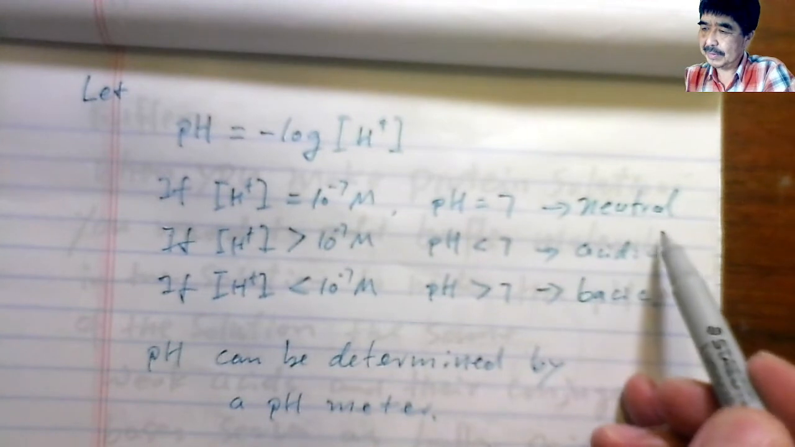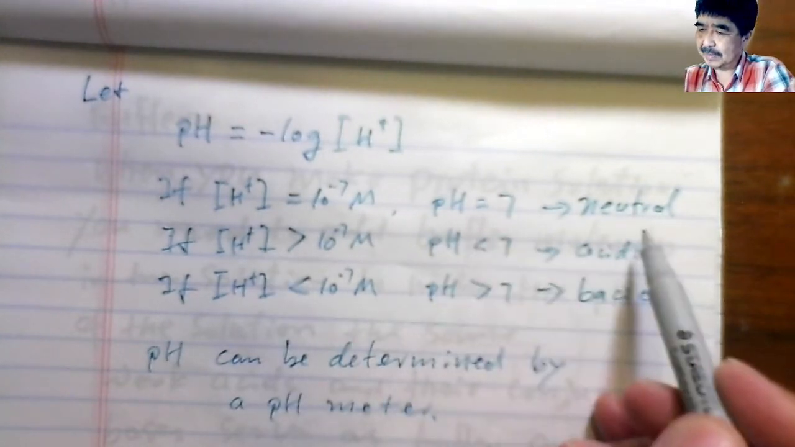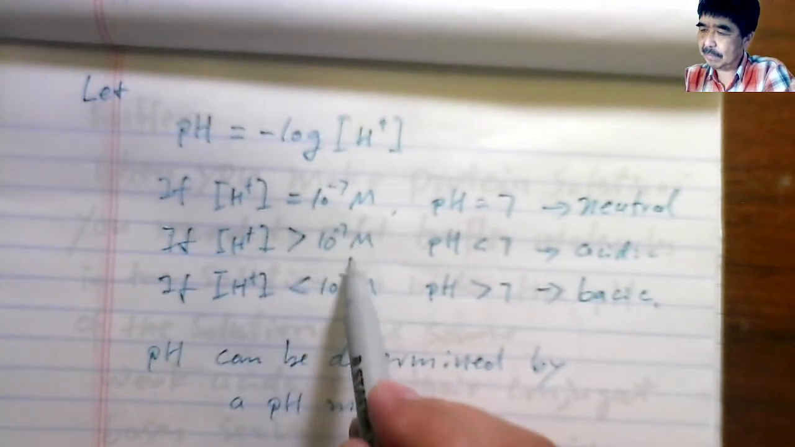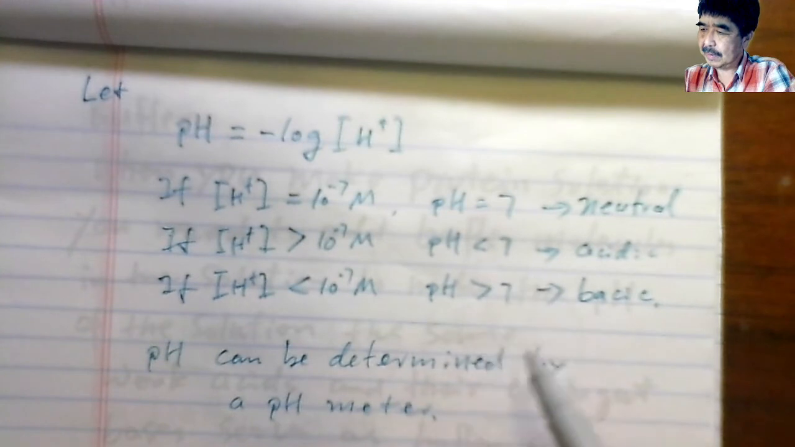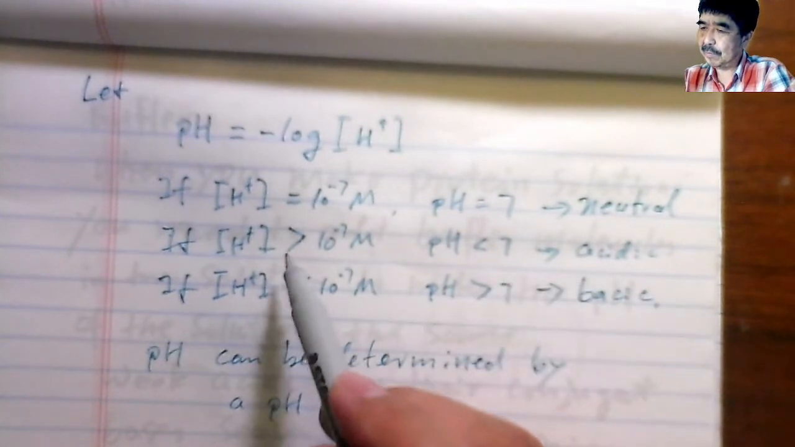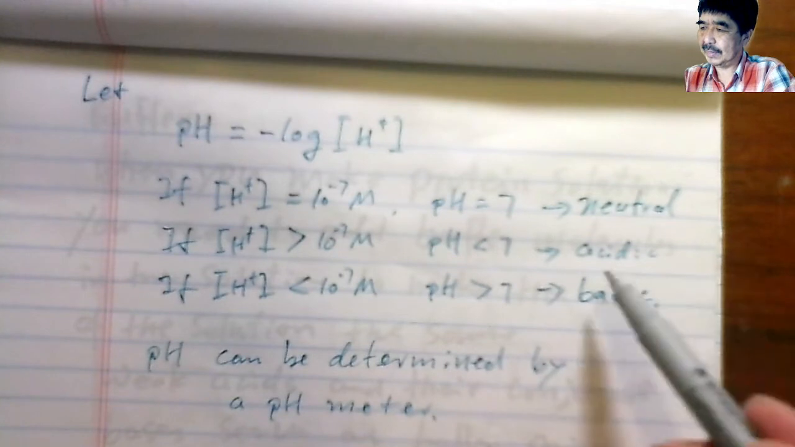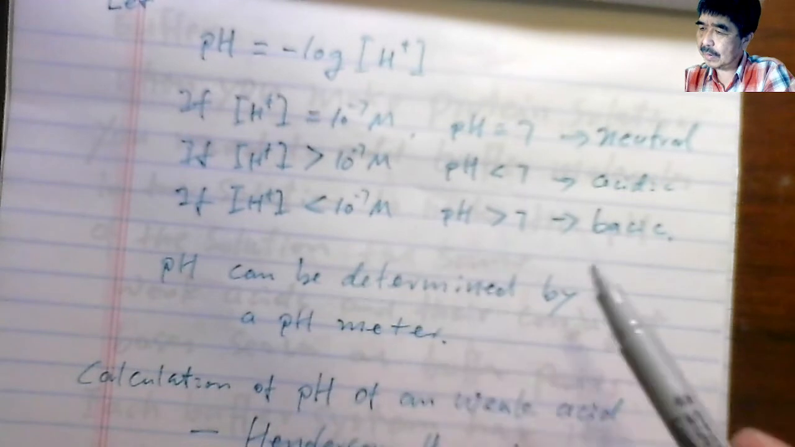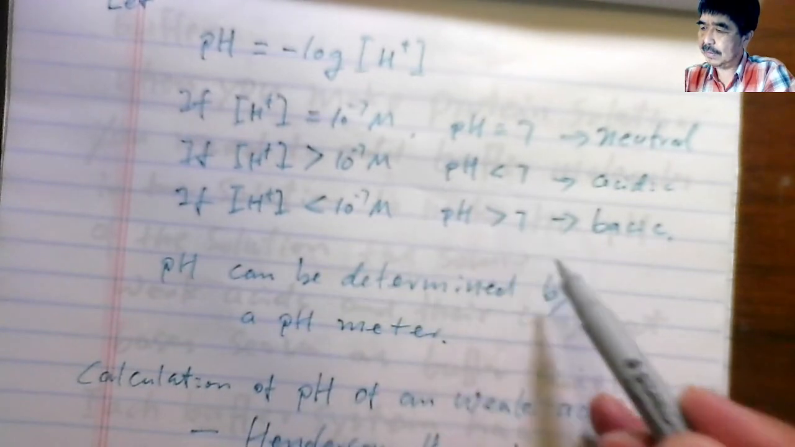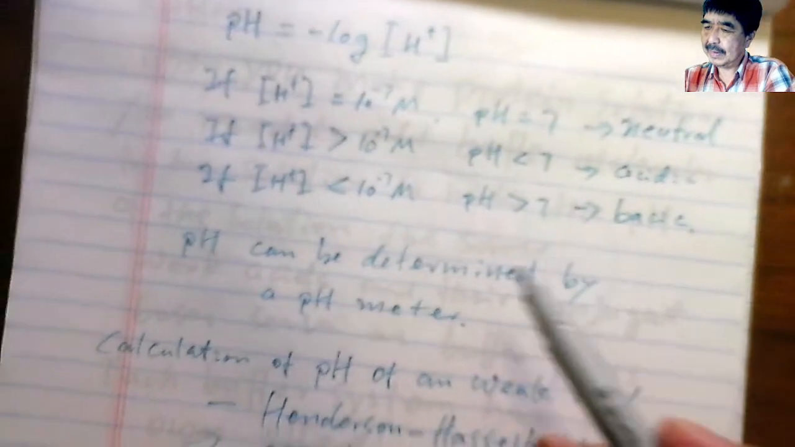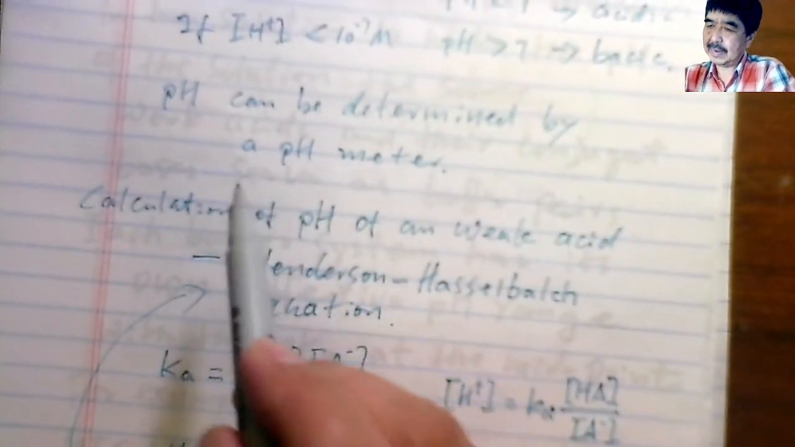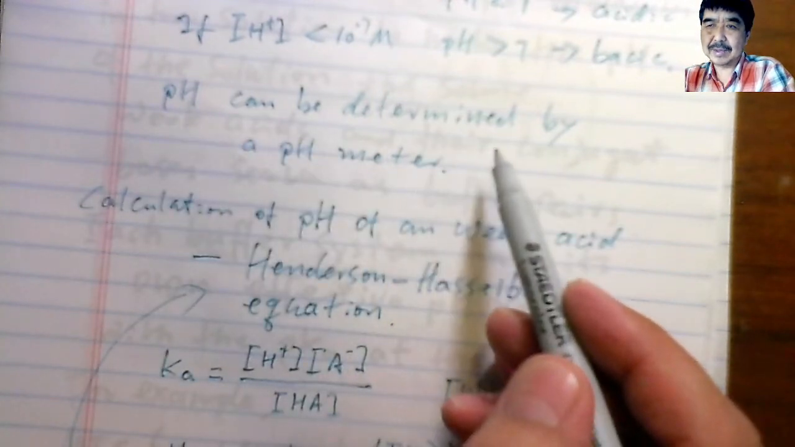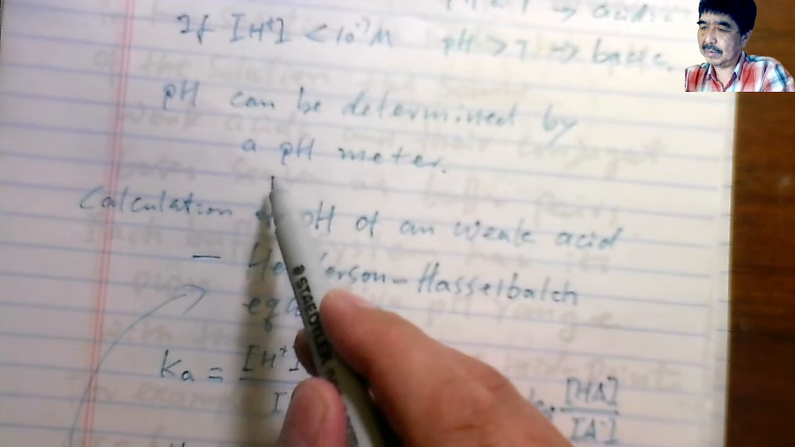That's neutral. That's common knowledge. Everybody knows that. So if the proton concentration is larger than 10 to the minus 7 molar and the pH is smaller than 7, it's acidic. More protons, less hydroxide, it's acidic. If the proton concentration is smaller than 10 to the minus 7 molar and the pH is larger than 7, it's basic. And this pH can be easily determined in a lab by a device called a pH meter.